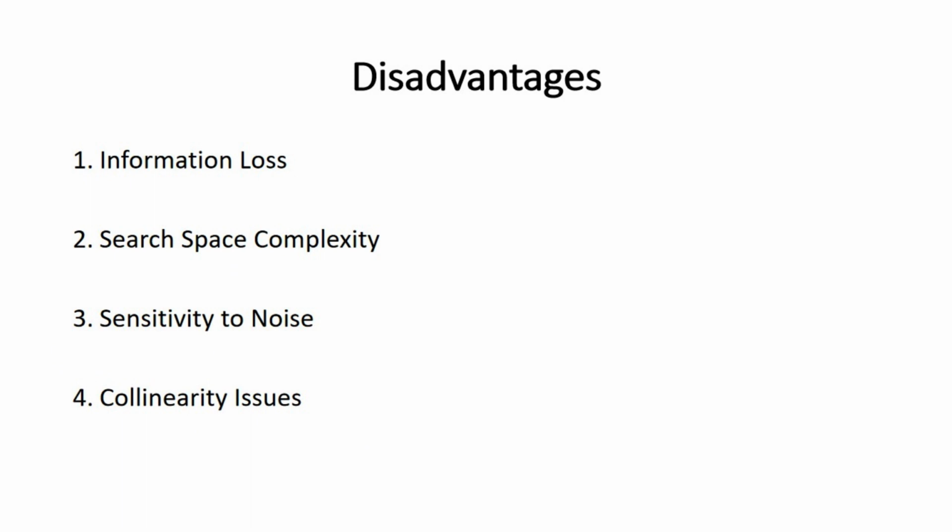The disadvantages are, first, information loss. Removing variables may result in loss of information, especially if the excluded variables have some predictive power. Second is search space complexity, that is the search space for selecting the best subset grows exponentially with the number of features, making exhaustive search impractical for large datasets. Third is sensitivity to noise. Subset selection methods can be sensitive to noise in the data, leading to suboptimal feature sets. Fourth is collinearity issues. Subset selection may struggle with highly correlated features, as including or excluding one may affect the perceived importance of the others.